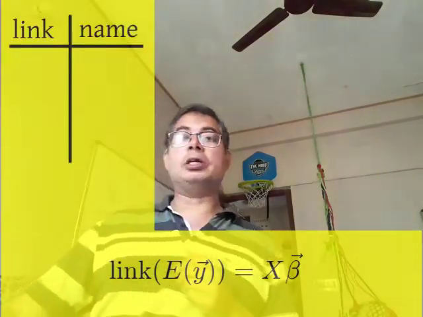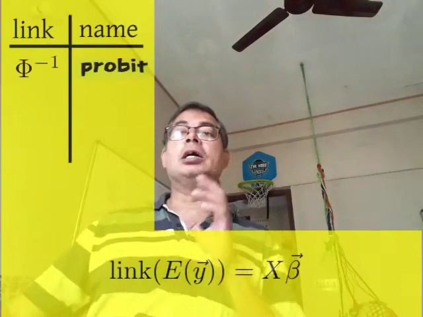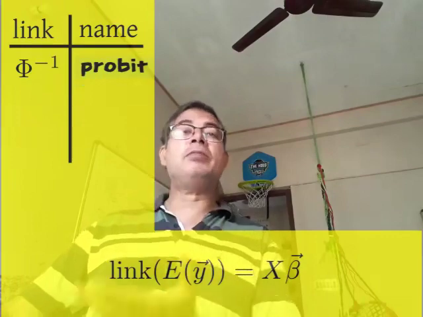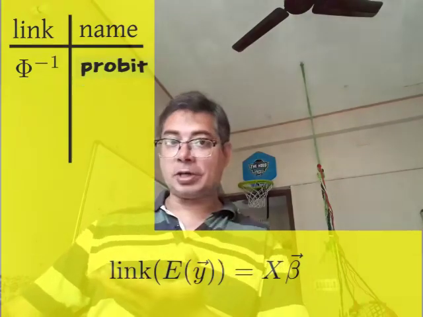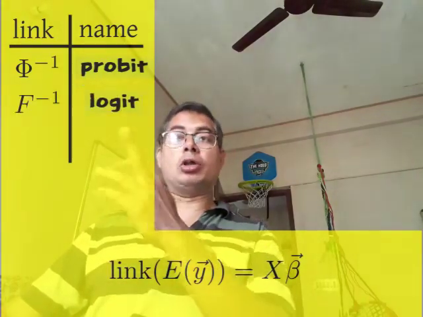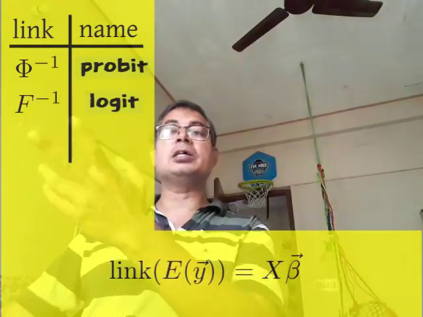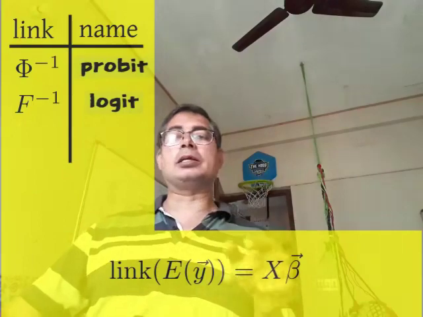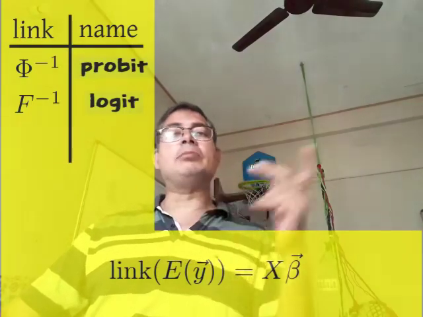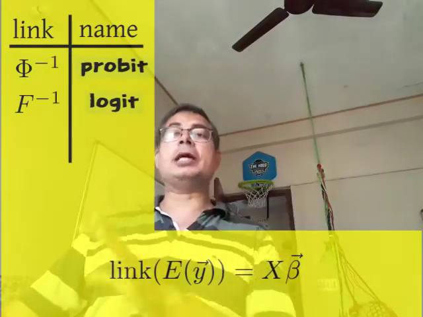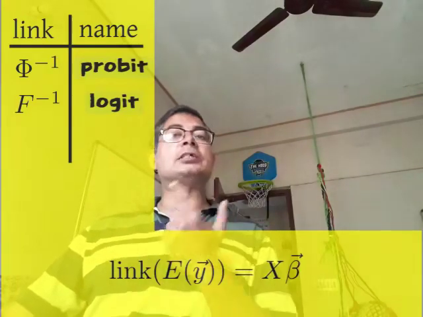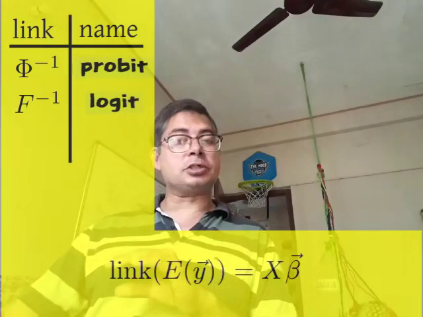Now there are different possible choices of the link functions. For example, I have already mentioned that if I take phi inverse, then that is called probit. If I take the inverse of the logistic function, then that is called logit, that is F inverse, and you can very easily invert that function. It will turn out to be something like log of x divided by 1 minus x. So that is the logit function. And you can have lots of other such functions as your link function.